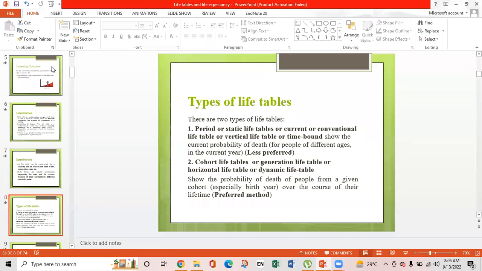Types of life tables. There are two basic types of life tables. First is period or static life tables, and second is cohort life tables. Period or static life tables, also called current, conventional, vertical or time-bound life tables, show the current probability of death for people of different ages in the current year. This is less preferred. While cohort life tables, or generation, horizontal or dynamic life tables, show the probability of death of people from a given cohort, especially birth year, over the course of their lifetime. That is the preferred method.